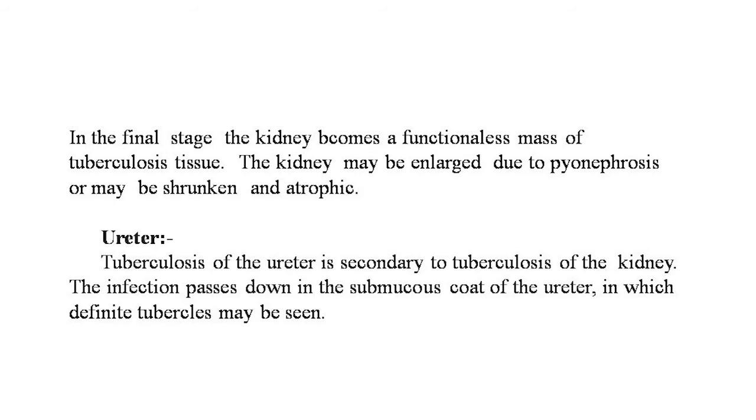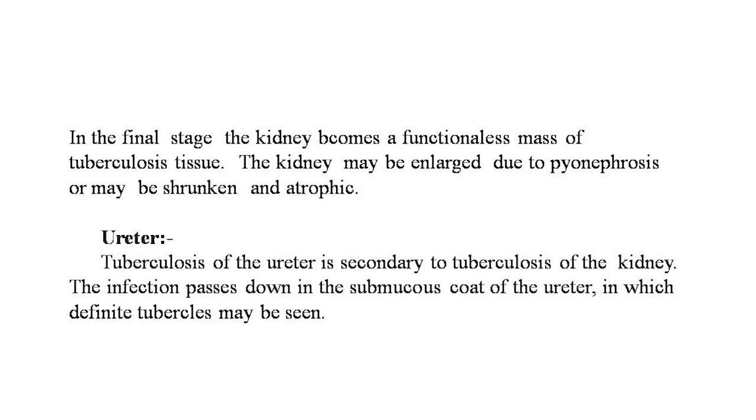Now the ureter. Tuberculosis of the ureter is secondary to tuberculosis of the kidney, obviously. The infection passes down in the submucous coat of the ureter, in which definite tubercles may be seen. This is followed by ulceration of the mucosa. The muscular coat and serous coat become infiltrated and thickened. It is the upper and lower thirds of the ureter which are more often affected than the middle third. Thus, the ureter is gradually converted into a thick, rigid and dilated tube.